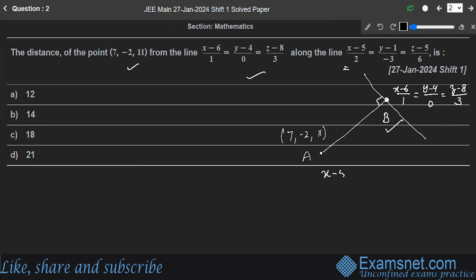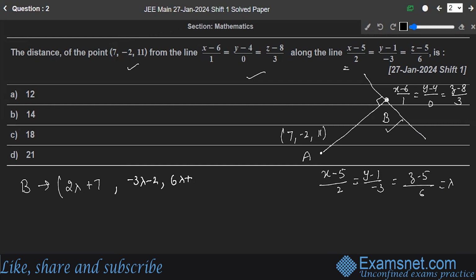So here you have the line, (x minus 5) upon 2 is equal to this, is equal to this, right? So what will be the coordinates of B? B will have the coordinates as, let's say this is equal to lambda, so 2 lambda plus 7, comma, minus 3 lambda minus 2, 6 lambda plus 1. These will be the coordinates of B. Now, of course, B lies on this line.